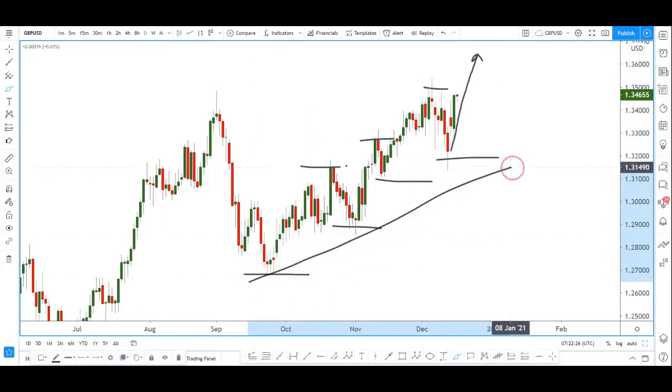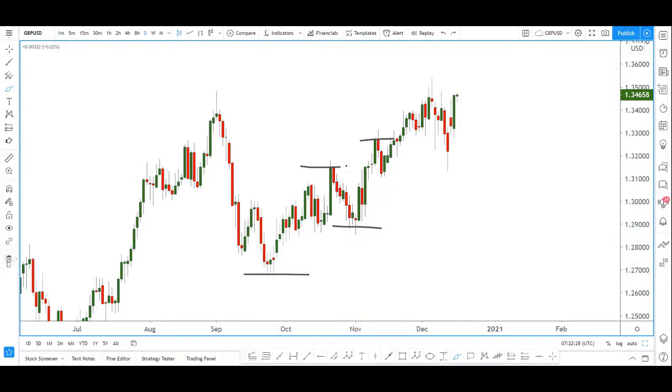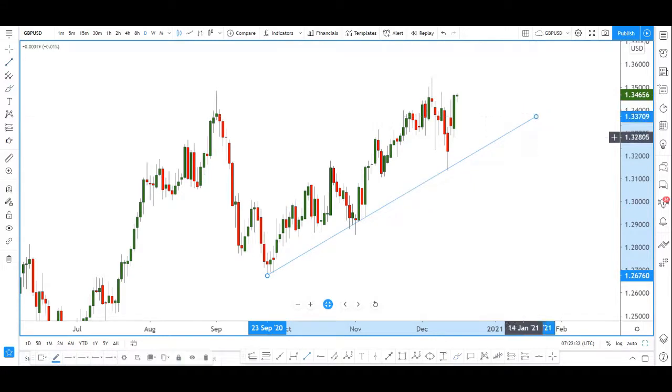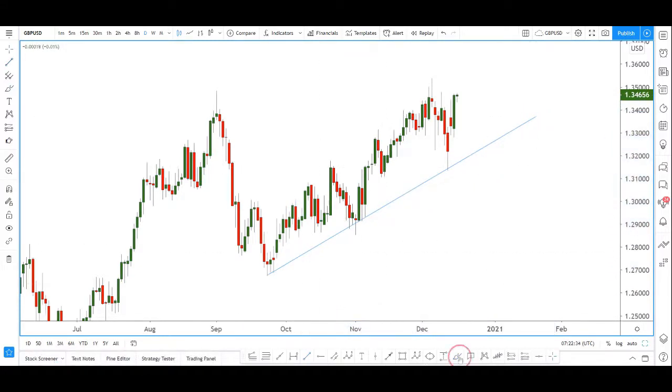Now we can also connect the lows together. Alright, we can connect the lows together using a trend line, okay, and you see price actually touched this trend line once, twice, and a third time. Now this third time was a very strong rejection upwards. So we can be fairly certain that price really is in an uptrend.